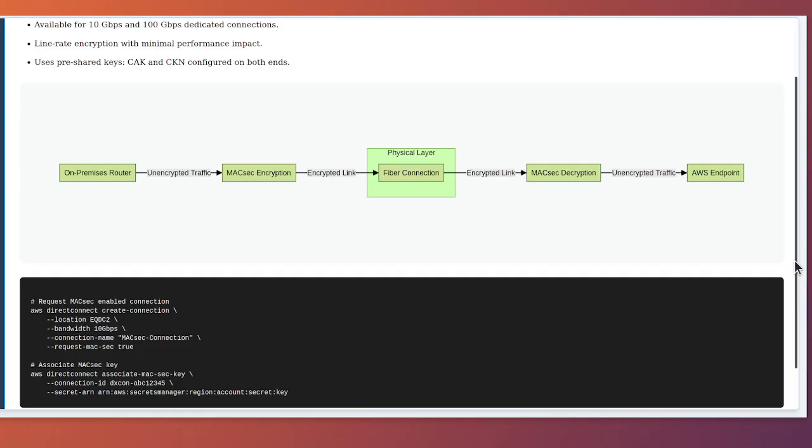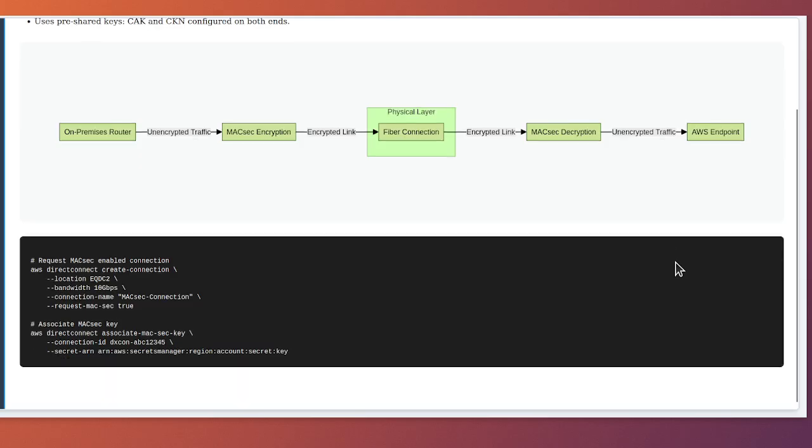The diagram shows the MACsec architecture. Your on-premises router must support MACsec, which requires specific hardware capabilities. When you enable MACsec on your Direct Connect connection, you generate a pre-shared key called the Connectivity Association Key, or CAK, and a CAK name, which is called the CKN. You configure these keys on your router and provide them to AWS. Both sides use these keys to establish the MACsec encryption session.